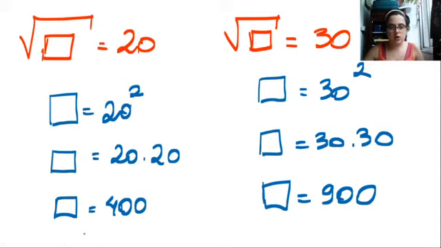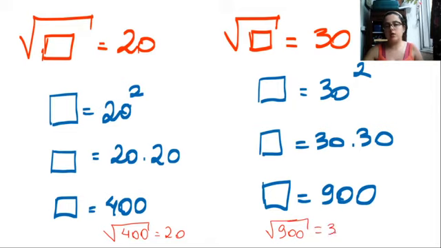Okay? So it means that the square root of 400 is 20. Okay? Here, the square root of a number that I don't know, I call the square, is 30. So the square number is 30 elevated to the second power. So it's 30 times 30, which gives me 900. This means that the square root of 900 is equal to 30. Okay, let's move on.